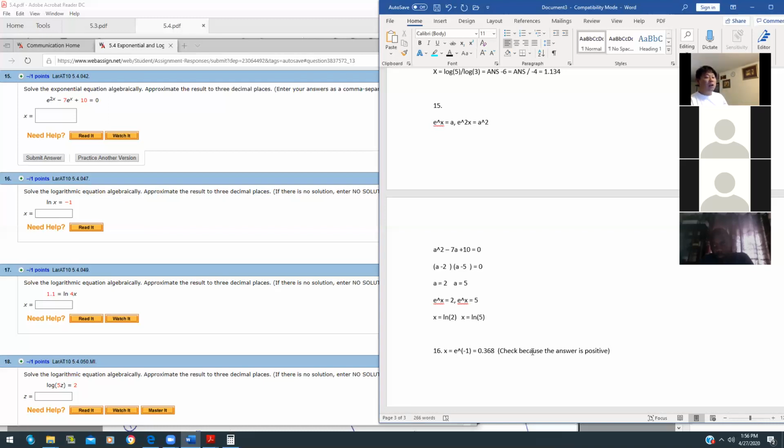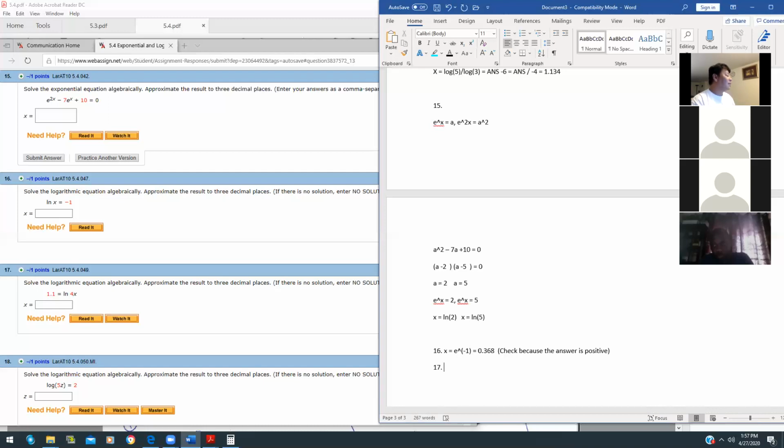5.3, how do you know which log rule? Depends on the question. If you have multiply, you use addition. If it's divide, you use subtraction. Depends on the questions. You will see some of them in this part. Okay.